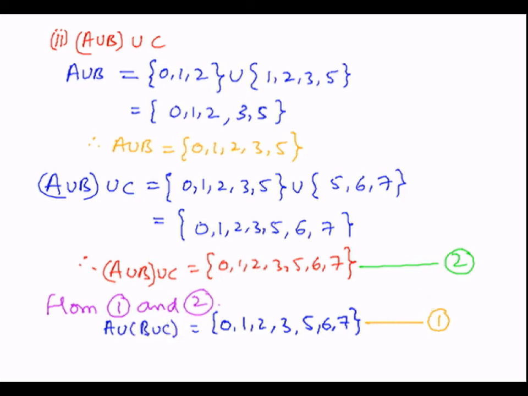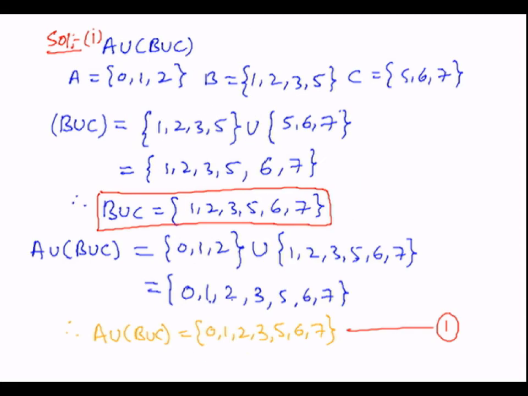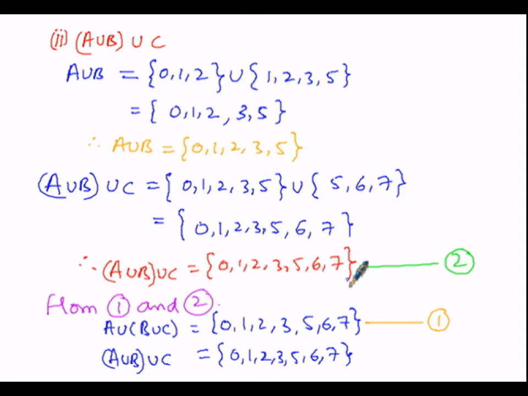In a similar manner, let us find the second one, which is (A union B) union C. Here (A union B) union C is equal to 0, 1, 2, 3, 5, 6, 7. So the previous one is 0, 1, 2, 3, 5, 6, 7 and the second one is also 0, 1, 2, 3, 5, 6, 7. By observing these two, the right side elements of both equations are 0, 1, 2, 3, 5, 6, 7.